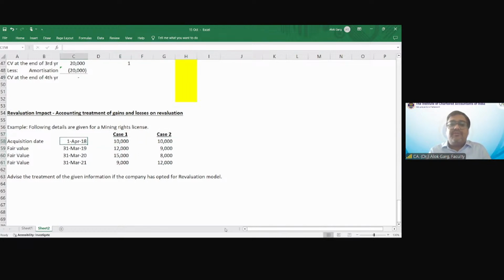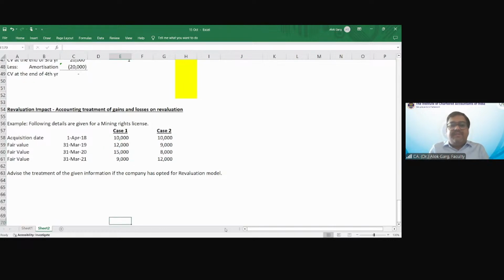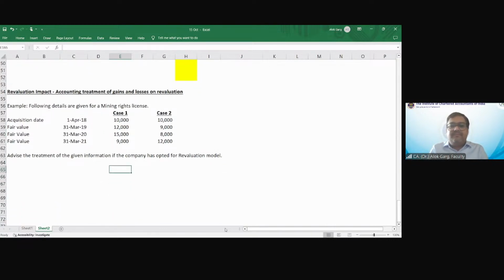What is the acquisition date? 1st April 18. What is the amount? 10,000. Cost is 10,000. On 31st March 2019, the fair value becomes 12,000. So what is this? Upside, downside? Increase in the value or decrease in the value? Increase in the value. Upside. What is the treatment of this upside? Revaluation reserve.